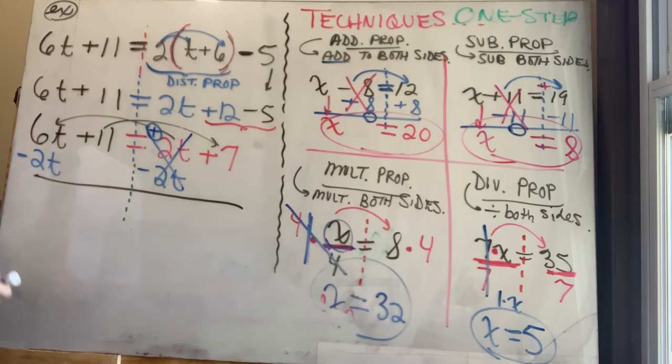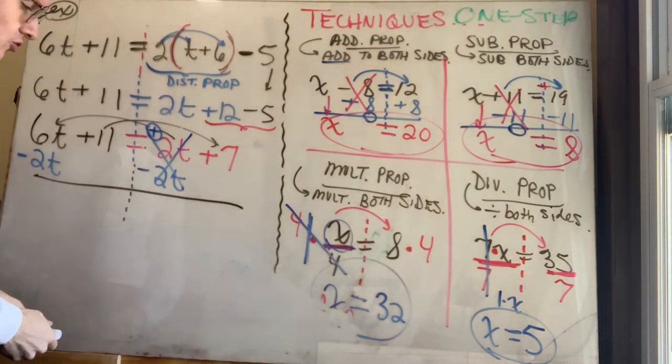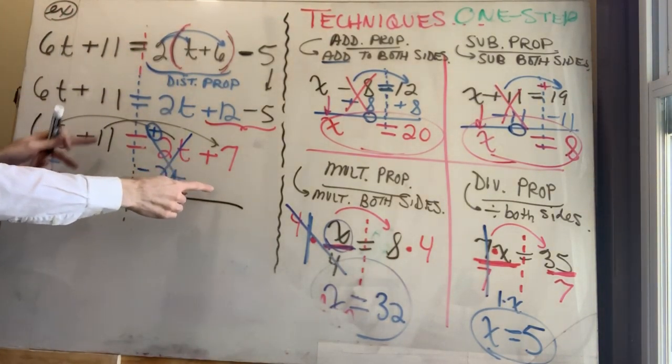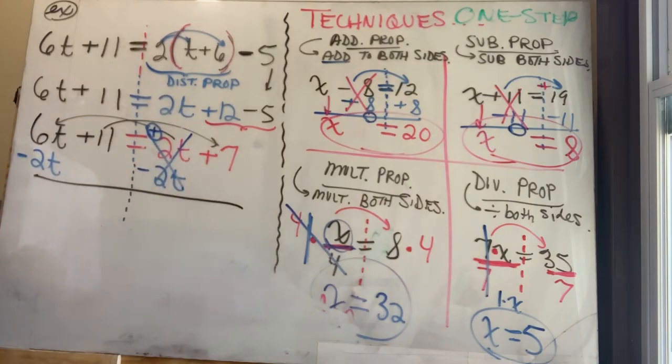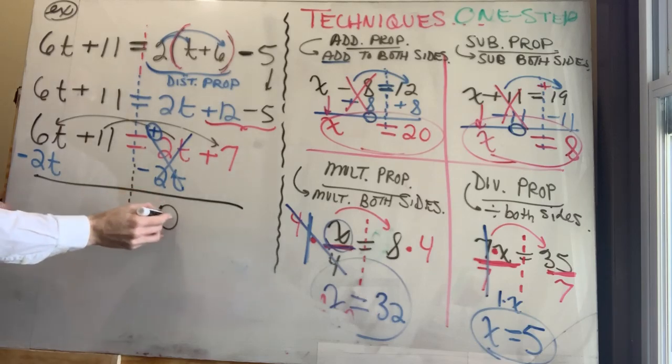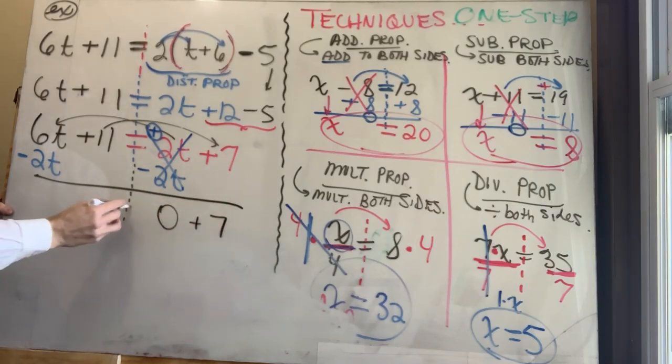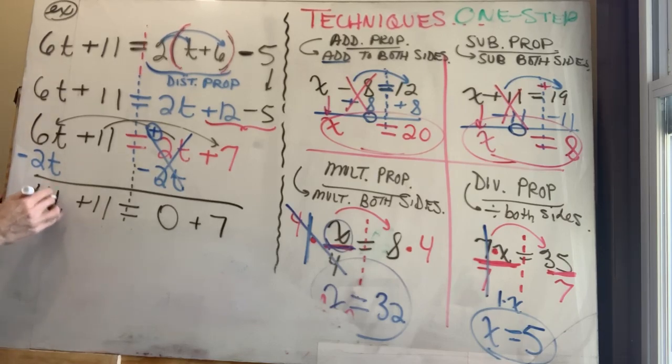If I wanted, just for the sake of space, do this on move the 11 now, you can, all right? But if you don't feel comfortable, I'll do it in two steps. This would have been 0, and that would have been 7. And this is still 11 sitting here. These are like terms. 6 minus 2 is just 4t. Okay. This is superfluous.